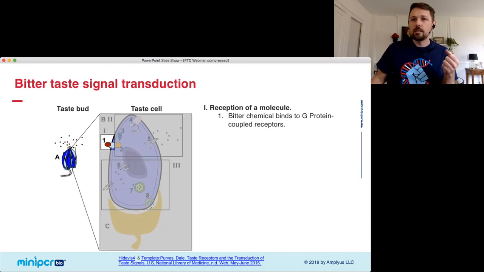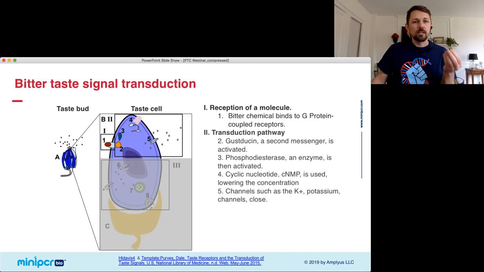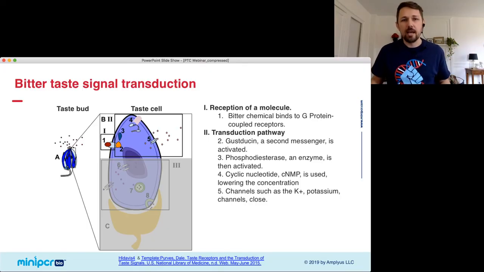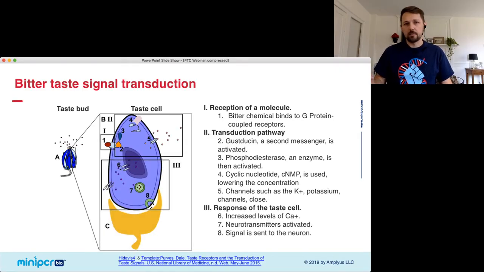So this here, that little oval represents our ligand or our PTC molecule. If it binds to the receptor, that's stage number 1. If it binds, it sets off this transduction pathway. Gustducin, a secondary messenger, is activated. That's your G protein, and it has a signaling cascade that goes off through the cell. And then finally, there's a response to the cell. And the response in this case is going to be the releasing of neurotransmitters and the starting of a nerve signal to the brain to tell you that you just tasted something bitter.